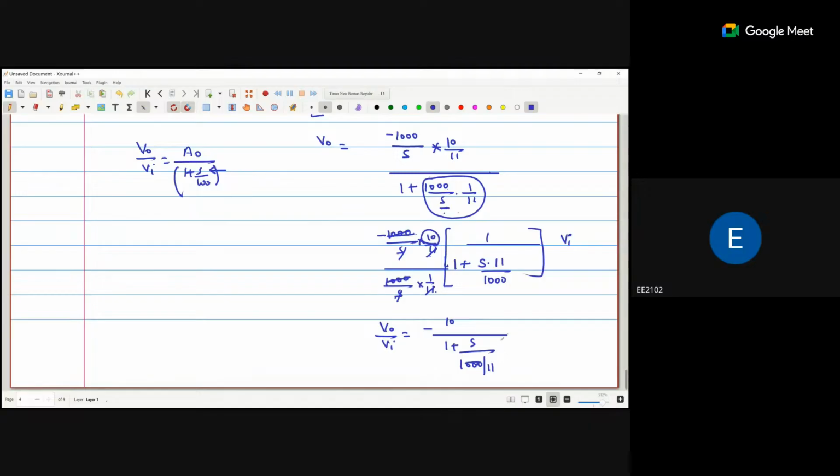Okay, now if I compare this equation with the standard one, you can see A naught is 10 and omega naught is 1000 by 11, because this particular term is the omega naught. This is omega naught and this is A naught. And this sign is because of the inversion.